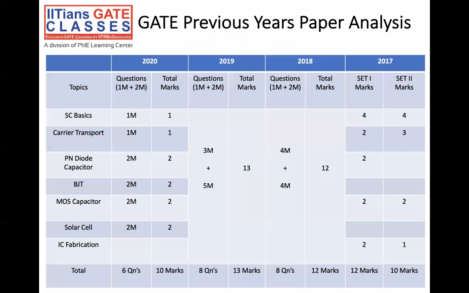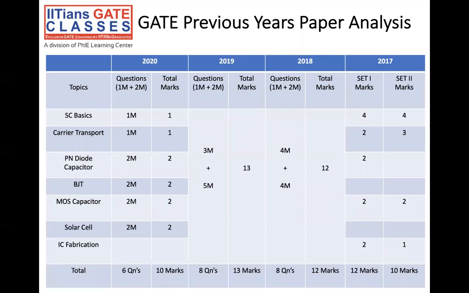So let's see what is the pattern of GATE questions in the last 4 years. Here the important topics are semiconductor basics, carrier transport, PN junction diode, capacitor, BJT, MOS capacitor, solar cell, and IC fabrication. IC fabrication is not that much important these days, so we can leave it also. But the remaining topics are very important from the GATE point of view.